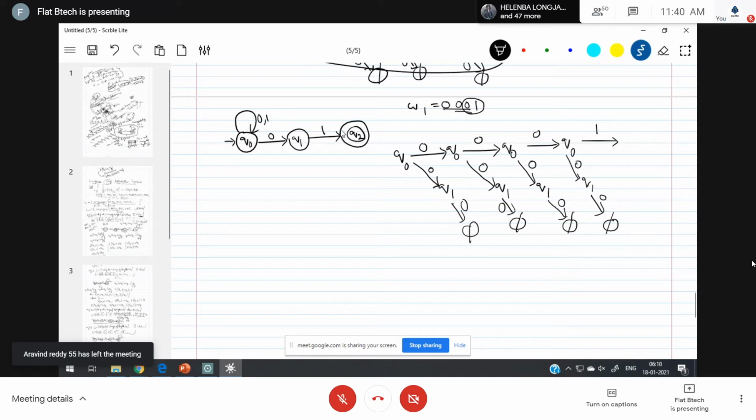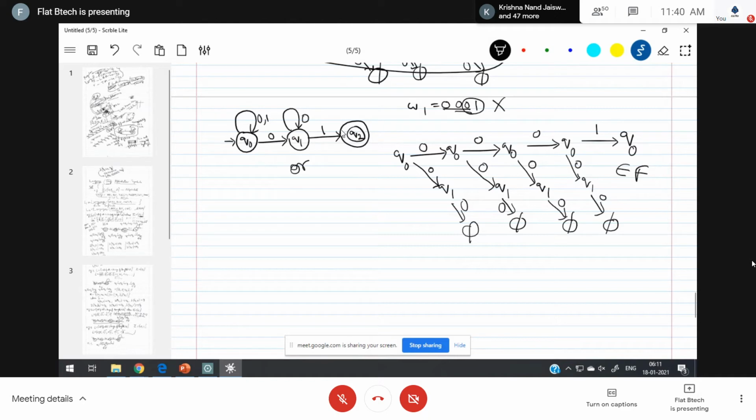Again, Q naught with 1 means Q naught itself. This does not belong to a final state and this is not accepted by this machine. But my target is to accept this string, but it's not accepting that one. So where is my error? I'm making an error here. I have to insert 0 here.